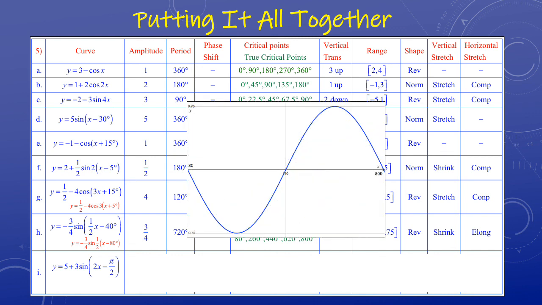Let's verify this one. We set up our graph window with x min to be 80, x max to be 800, y min to be -0.75, and y max to be 0.75. And when we graph our curve, we see that it is reversed, and it takes up the entire window.